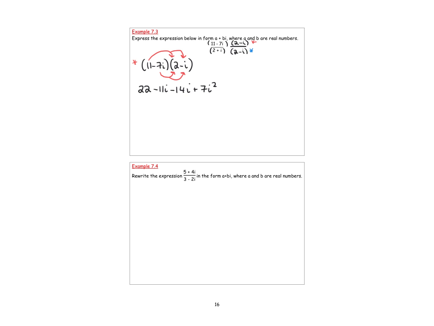Here the like terms we have are minus 11i minus 14i, and then we also have that i squared is negative 1, meaning we'll end up with 22 minus 25i plus 7 times minus 1. Then we'll have 22 minus 25i minus 7. 22 minus 7, we'll get 15 minus 25i. So now the numerator is going to change to 15 minus 25i.